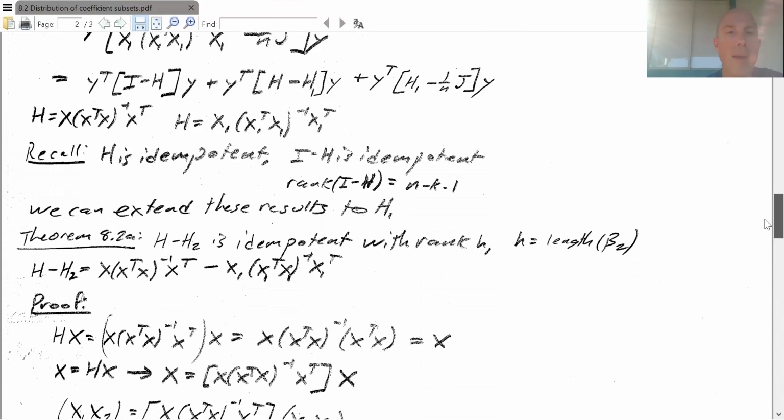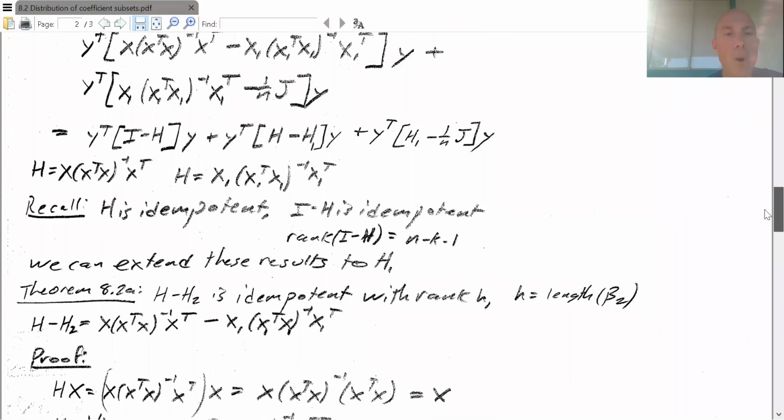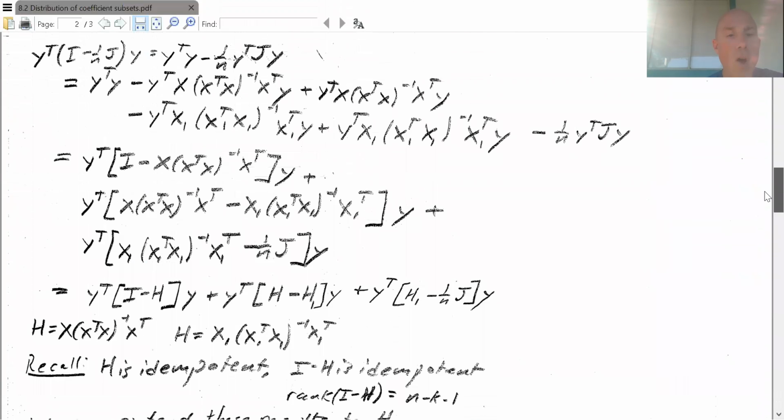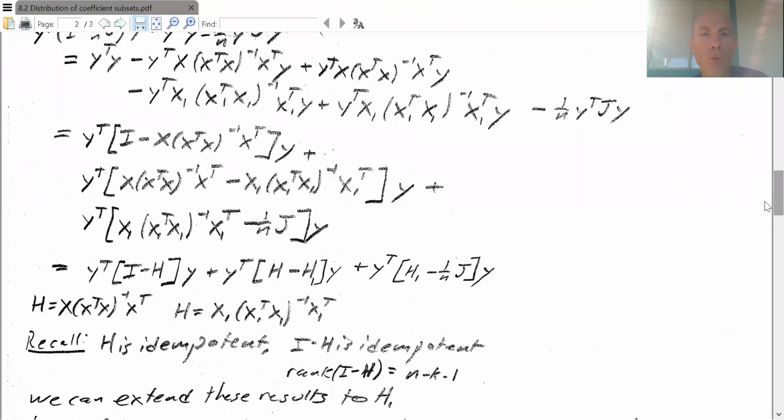Now remember, H is idempotent. So the hat matrix is always idempotent, and 1 minus H is idempotent, and the rank of 1 minus H is going to be equal to n minus k minus 1. So remember, with an idempotent matrix, the eigenvalues are always 0 or 1, and the number of non-zero eigenvalues is going to be the rank every single time. And idempotent, by its definition, implies that square.